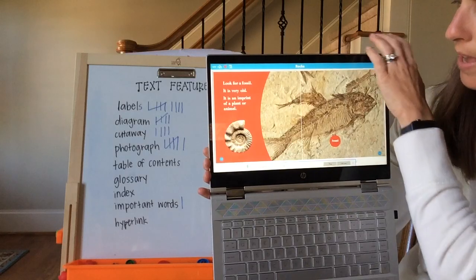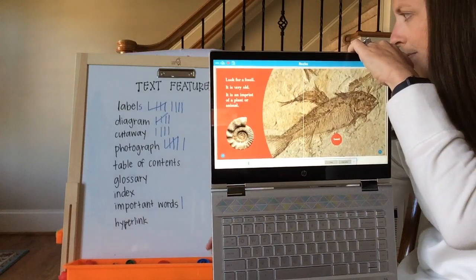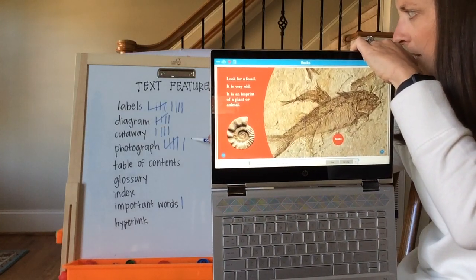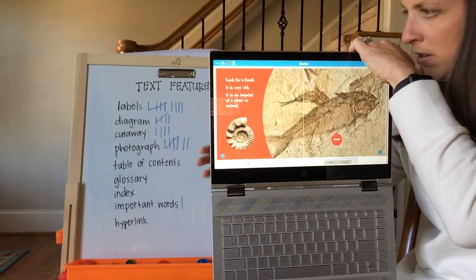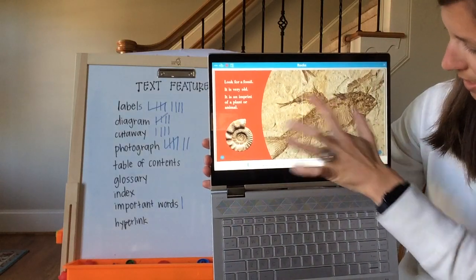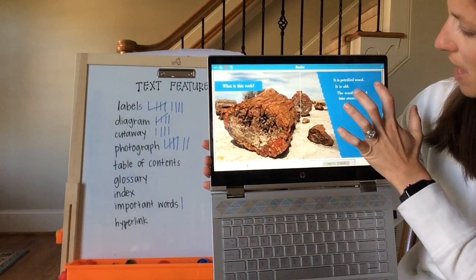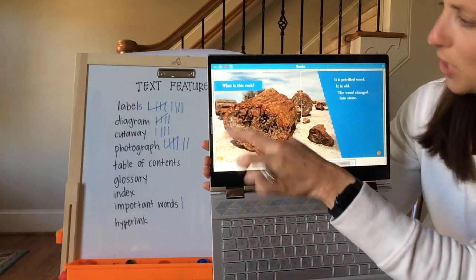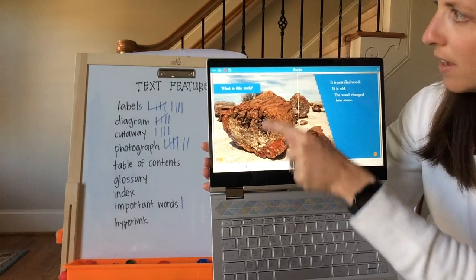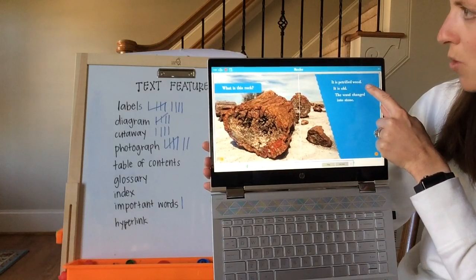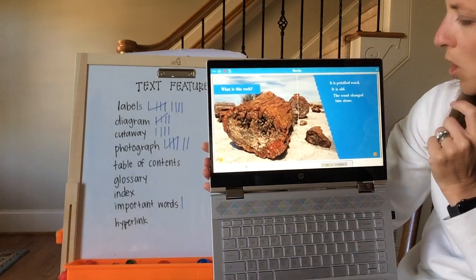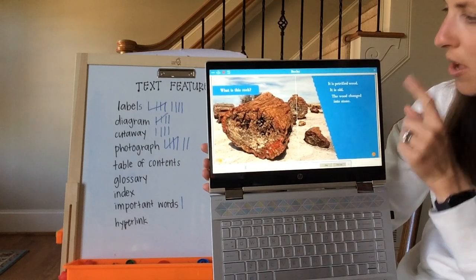Wait a minute, we gotta go back. We also saw a photograph, so I'm going to add one to photograph. This is a photograph. It is petrified wood. Wait, whoa, sorry. What is this rock? It is petrified wood. It is old. The wood changed into stone.